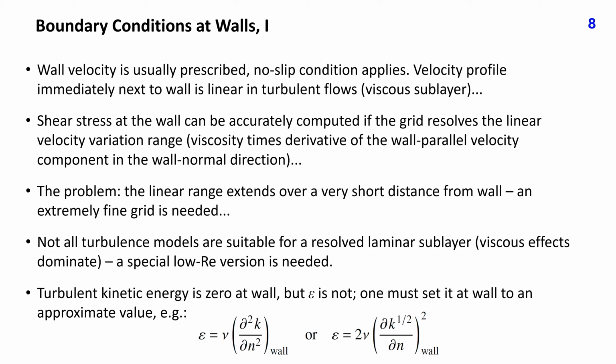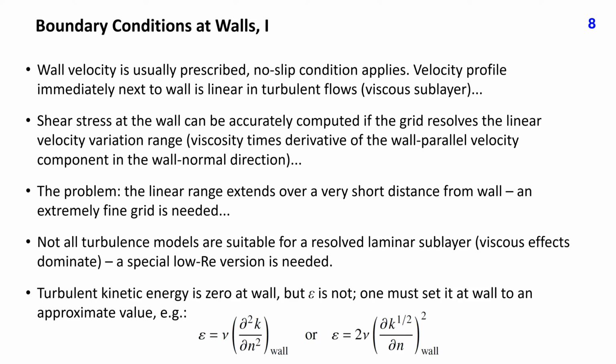We now turn to boundary conditions at solid walls. If the wall is moving, its velocity is usually prescribed and no slip condition applies. Velocity variation immediately next to a wall in turbulent flows is linear with distance from wall. This zone is called viscous sublayer. Shear stress at the wall can be accurately computed if the grid resolves the linear velocity variation range. It equals fluid viscosity times derivative of the wall parallel velocity component in the wall normal direction.